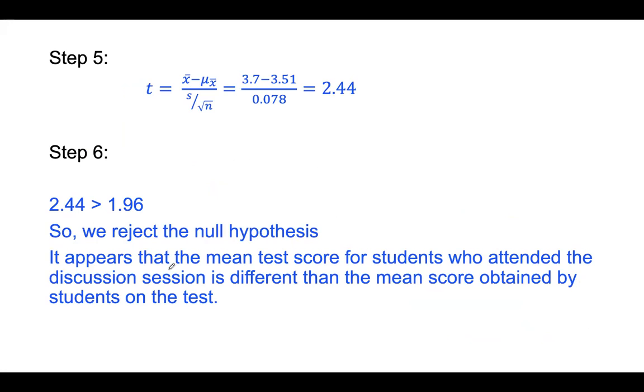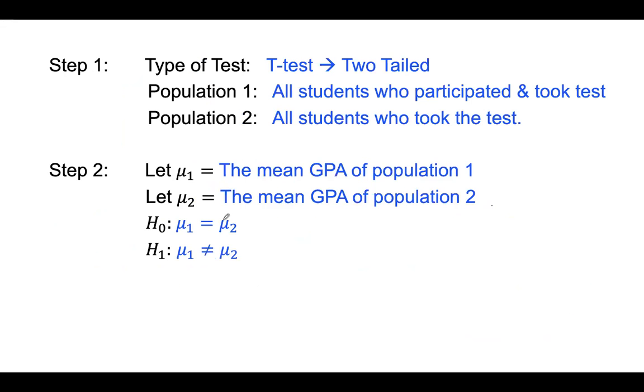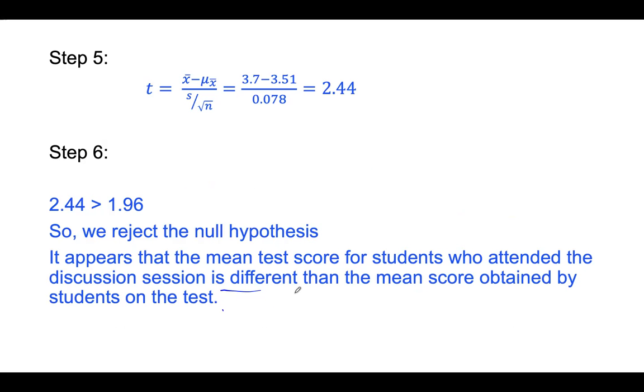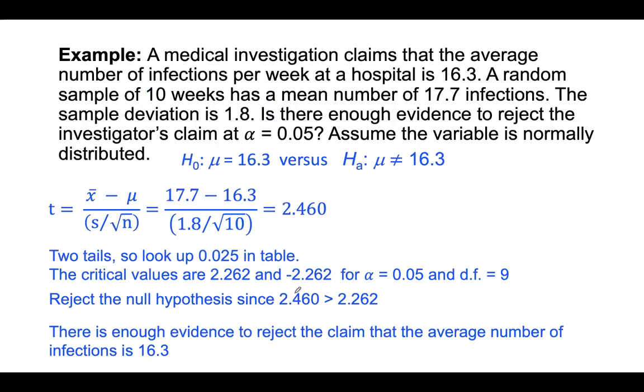The null hypothesis. So therefore, it appears that the mean test score for students who attended the discussion session is different than the mean score obtained by students on the t-test. Because if we just go back, since we're rejecting this null and we're in favor of this, that means that they're different. And so that is the majority of our talk, but we're going to go through more and more examples just to make sure that we're clear.